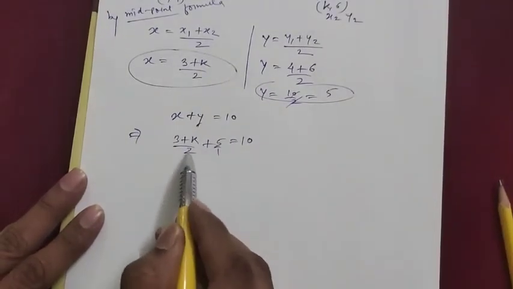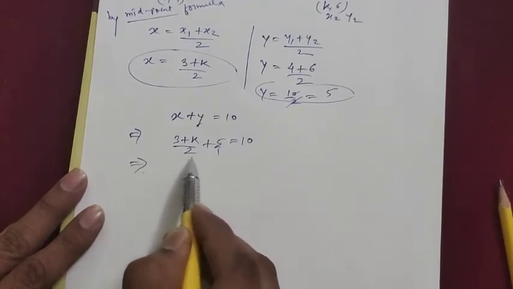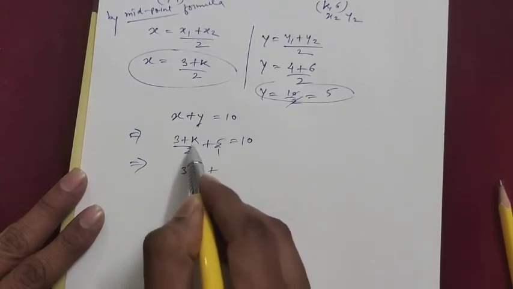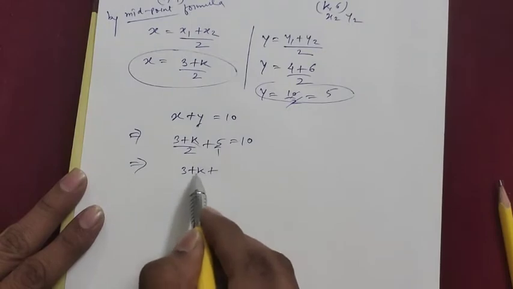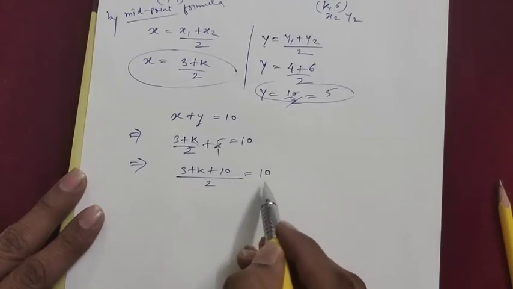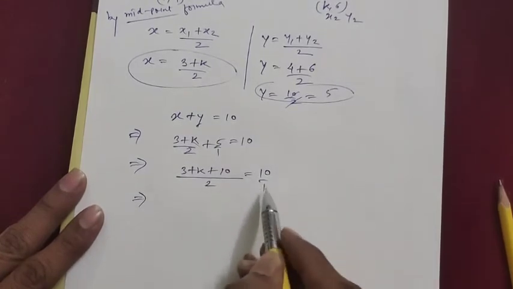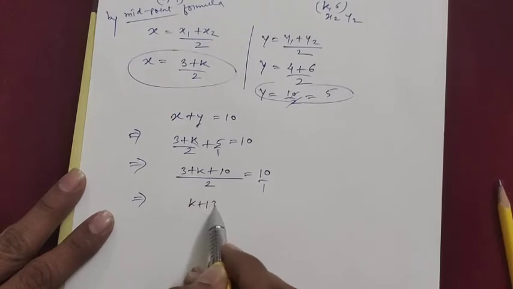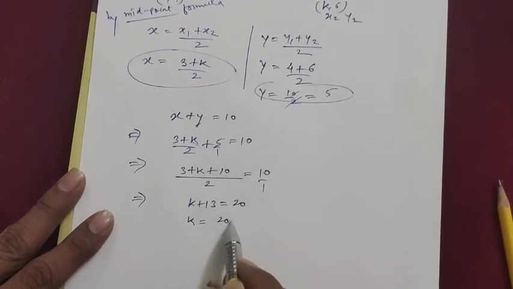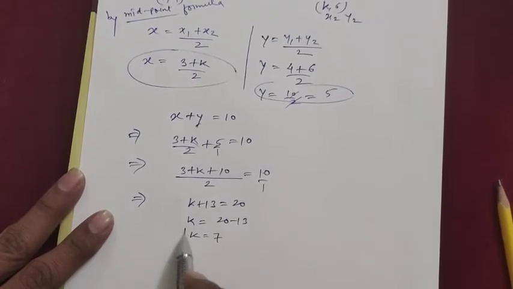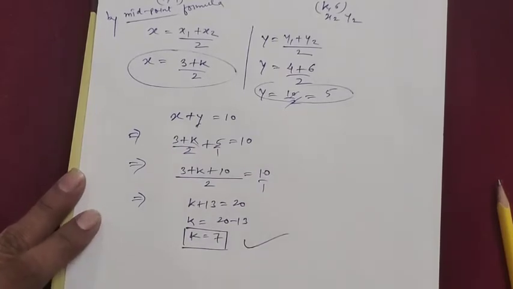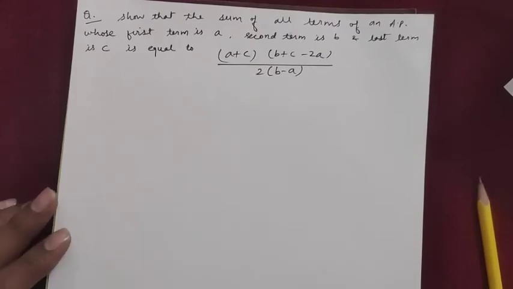Now just do a small calculation. So 3 plus k, we can cross multiply. So 3 plus k into 1, 3 plus k, 5 into 2, 10, 2 into 1, 2. And if we cross multiply this, we will get k plus 13, and 10 into 2, 20. So the value of k is 20 minus 13, and this way we can get the value of k, which is 7. So I hope it is clear to you. Yes, so let's move on to the next question.